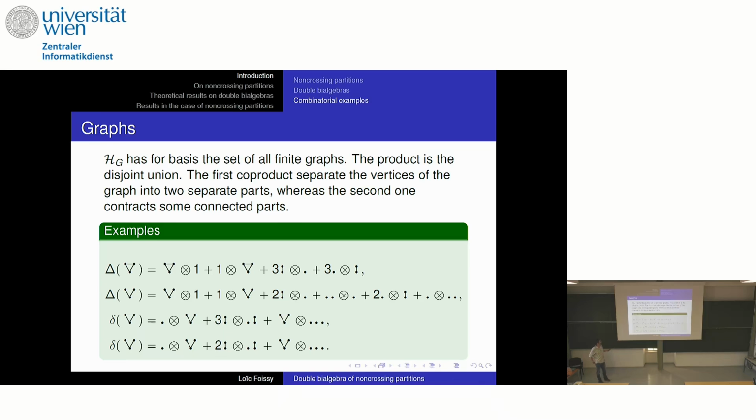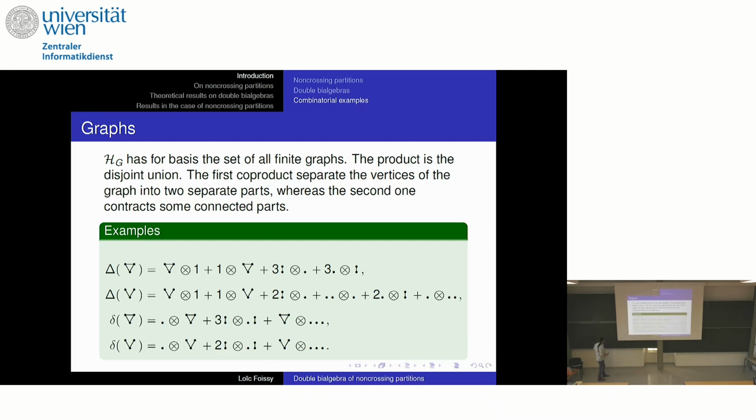The second coproduct is more complicated. In fact, on the left, you are going to contract some subgraphs. Yes, this is 2 to the power the number of vertices. For the second one, it's more complicated. You can see the number of terms is not the same in both.